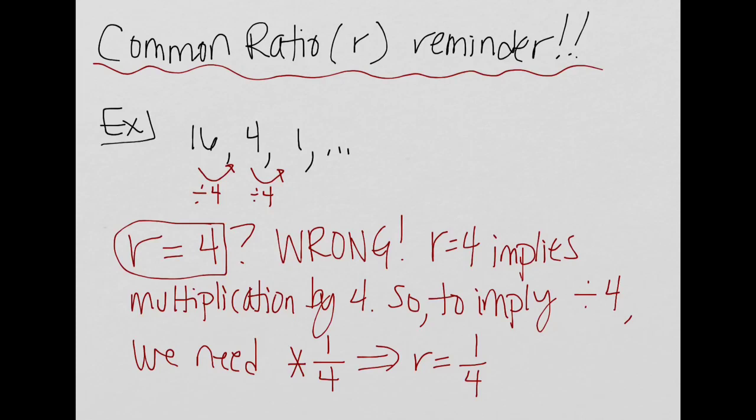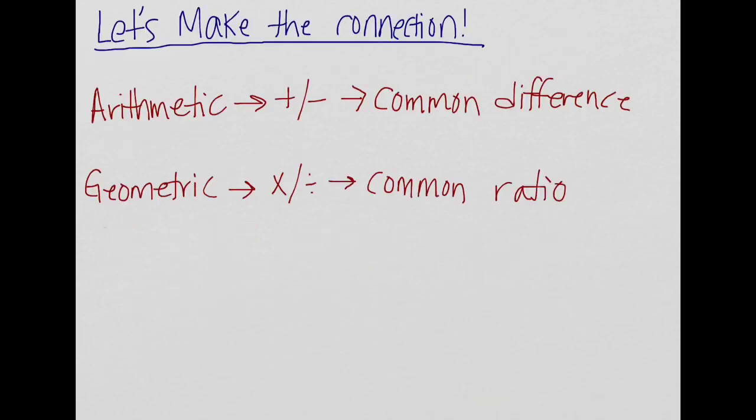But it's real simple to turn it into multiplying. So if we want to divide by 4, that's the same thing as multiplying by the reciprocal, 1/4. So r would need to be 1 over 4 here. So be careful with the r's. These won't have any problems.